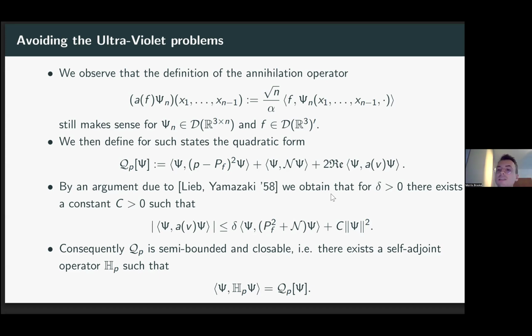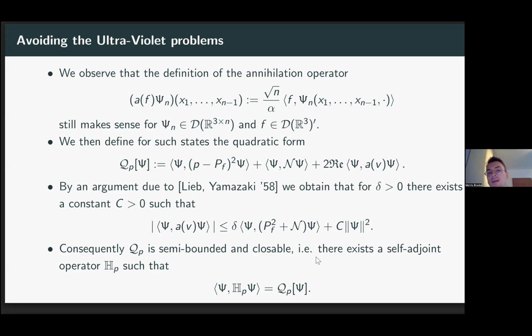Okay, so since this is infinitesimally bounded, you are in good shape. The operator is semi-bounded and closable, and this means we find a self-adjoint operator such that if you take psi, H psi, this inner product, it's identical to the quadratic form applied to psi for every psi in the domain of the self-adjoint operator, H_P.